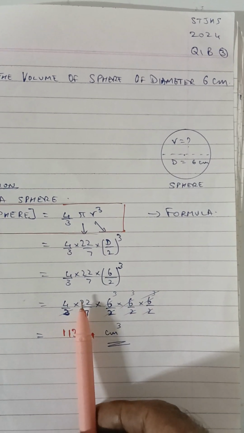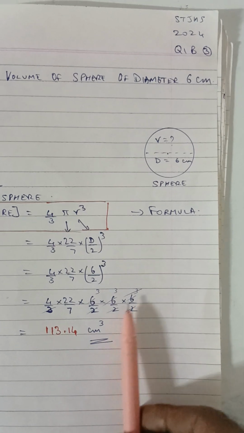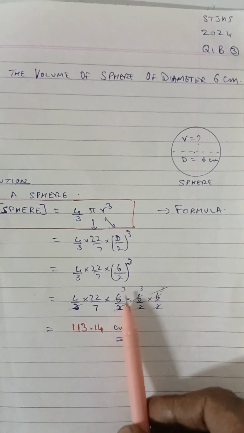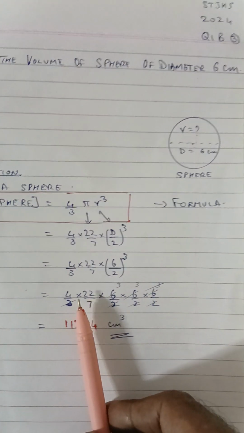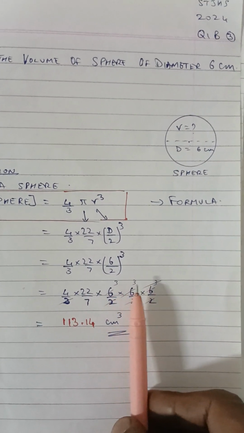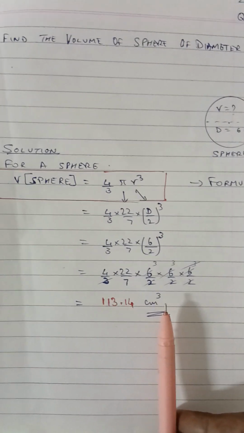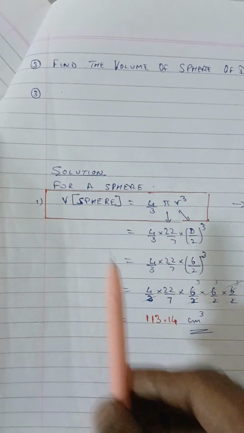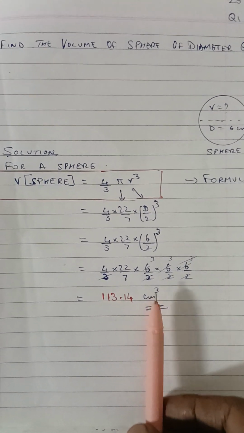4 upon 3 into 22 upon 7 into 6 upon 2 into 6 upon 2 into 6 upon 2. Simplifying, left is 4 into 22 into 3 into 3, that will give me 113.14 centimeter cubes. That is for volume. Volume answer will always be in cube, centimeter cube here.